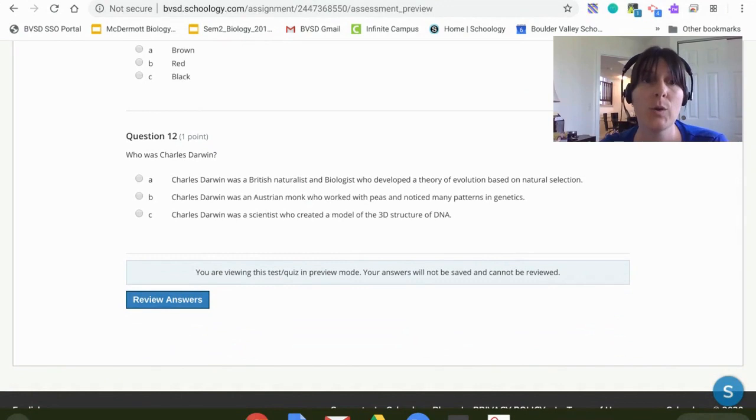Question 12. Who was Charles Darwin? A. Charles Darwin was a British naturalist and biologist who developed a theory of evolution based on natural selection. B. Charles Darwin was an Austrian monk who worked with peas and noticed many patterns in genetics. Or C. Charles Darwin was a scientist who created a model of the 3D structure of DNA.